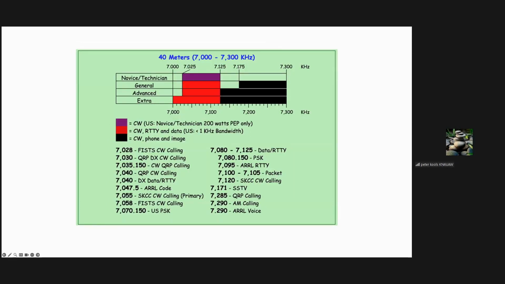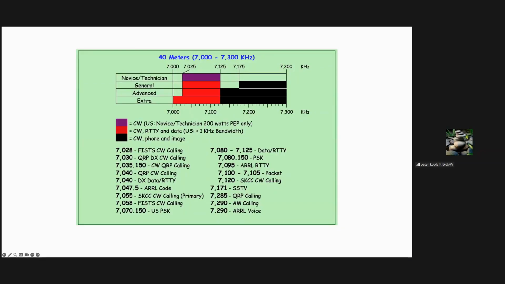I think this is for the US, it might be for California. I think they're the same actually though. And it just gives you a sense of particular areas on the band where you might find somebody. So at 7040 megahertz, you're going to find people doing DX data and DX ready. The ARRL runs a CW listening test on a regular schedule, and you can always find that at 7.0475 megahertz, for example. So there's a band plan for each of the bands.